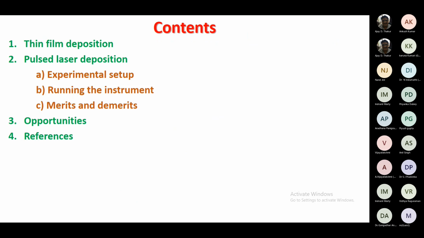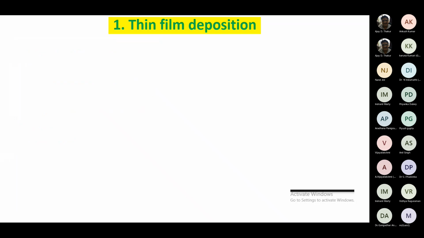So this is the demonstration, and for that we have some contents on thin film deposition and pulse laser deposition, which we'll discuss. We have already discussed the experimental setup, but I will show the main thing. We'll be running the instrument step by step, and then the merits and demerits of pulse laser deposition, and the other opportunities for future device experience you can see.